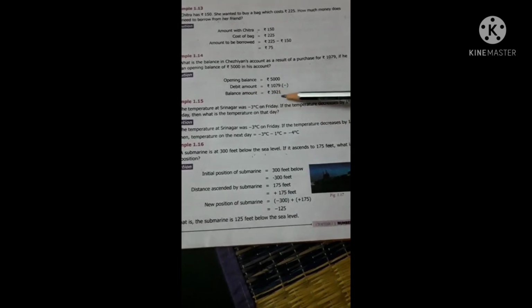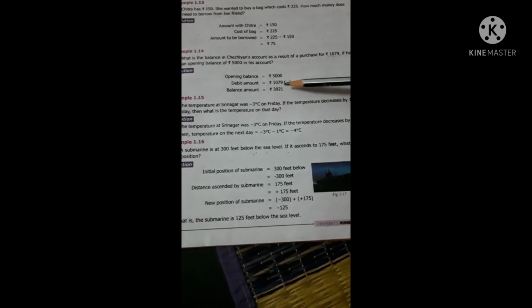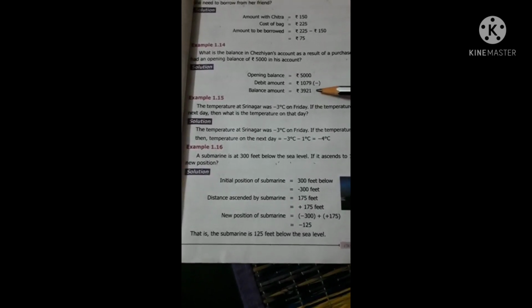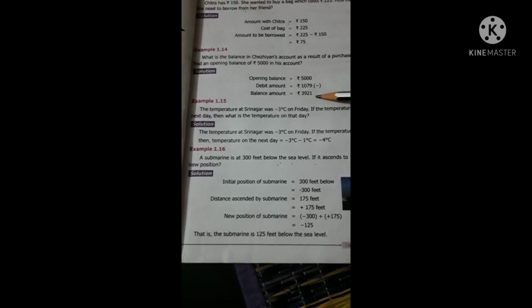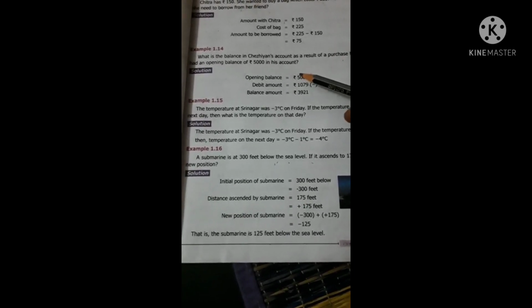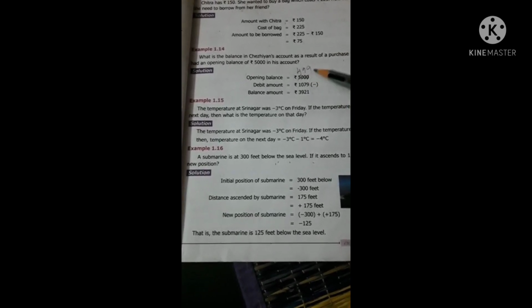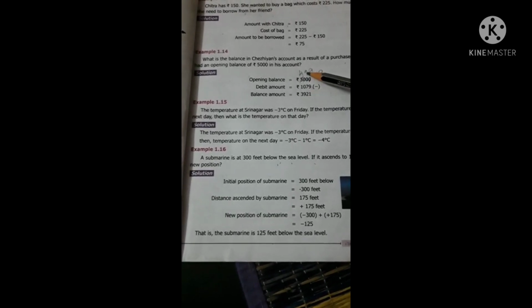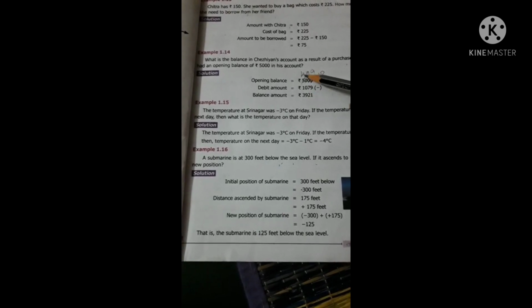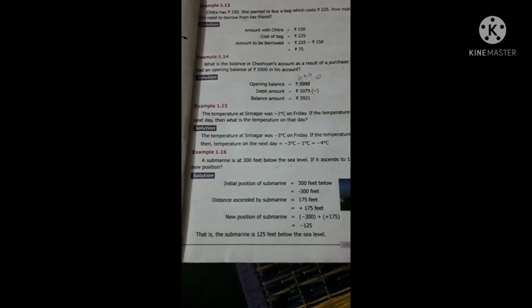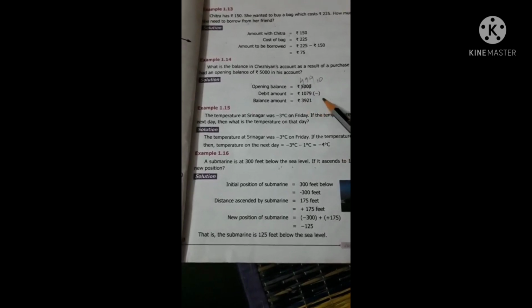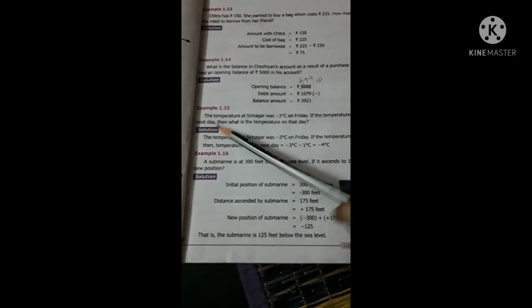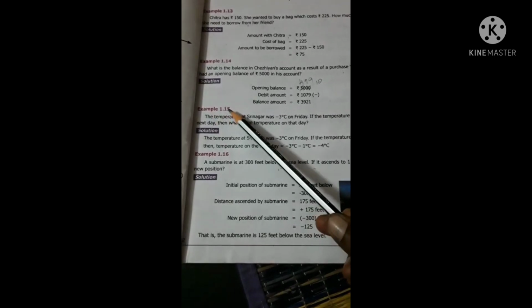So how much balance amount? 5000, we subtract 1079. The balance amount is 3921. We know the subtraction. If you want to borrow, 4, 9, 9, 10. So 10 minus 9, 1. 9 minus 7, 2. 9 minus 0, 9. 4 minus 1, 3. So this is 3921.